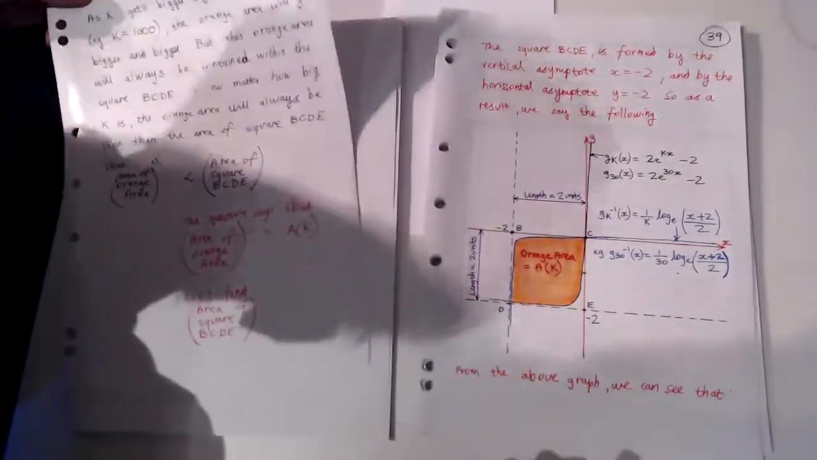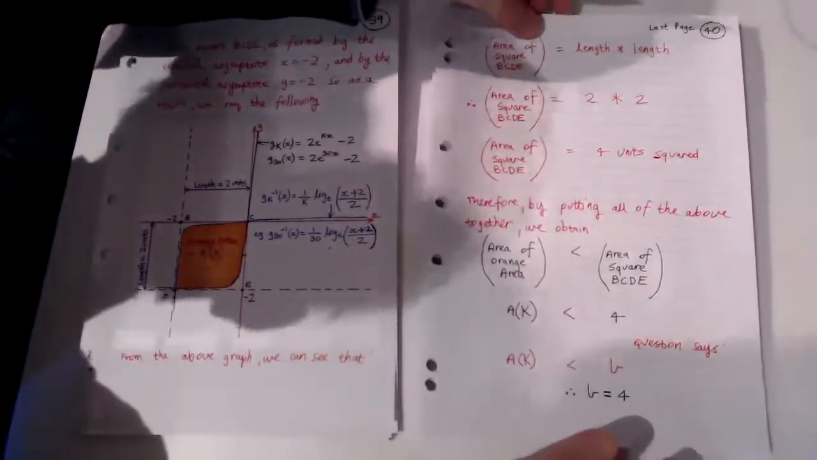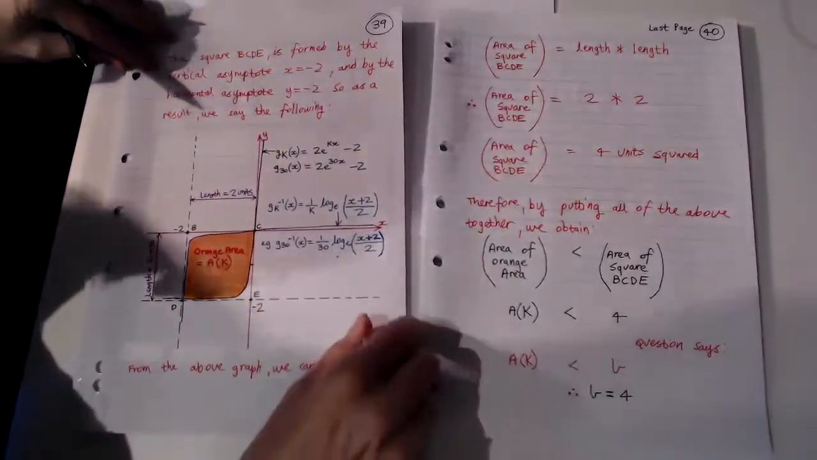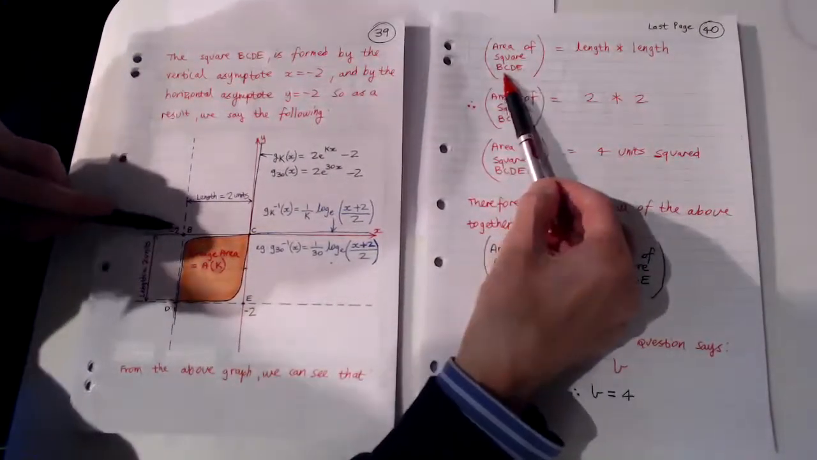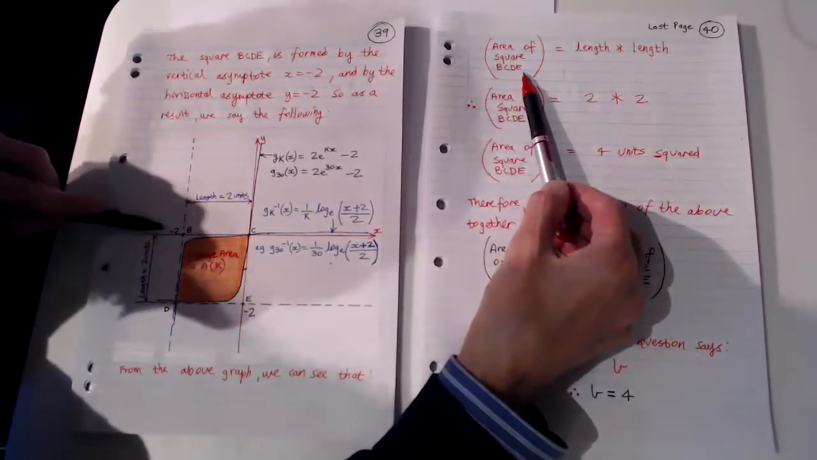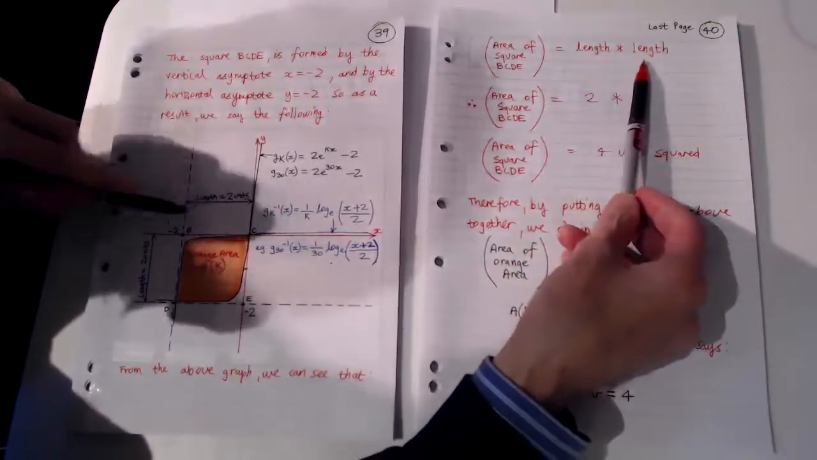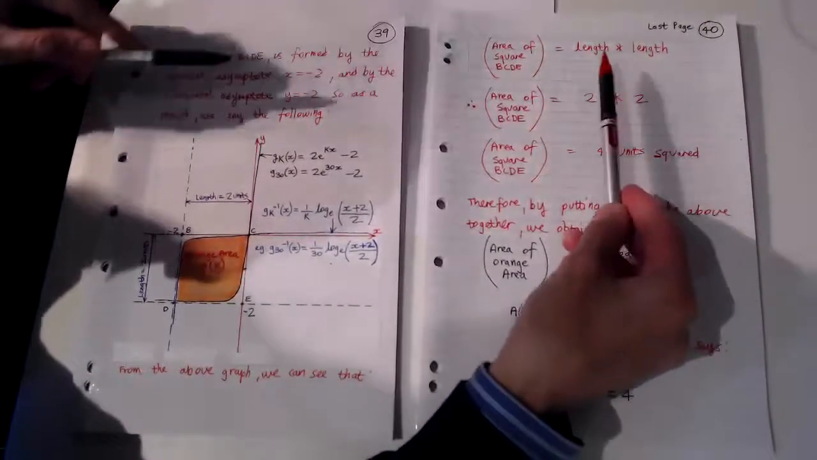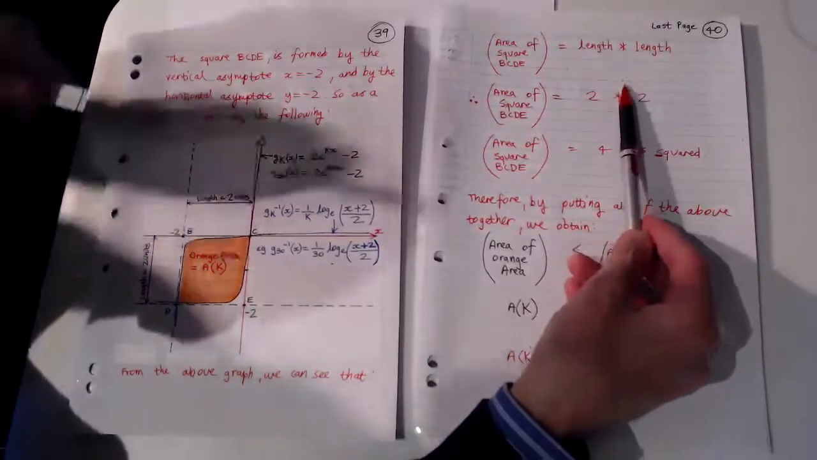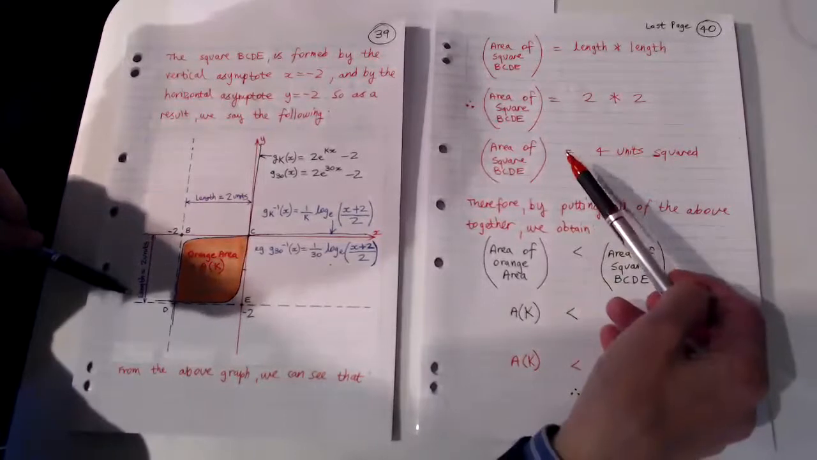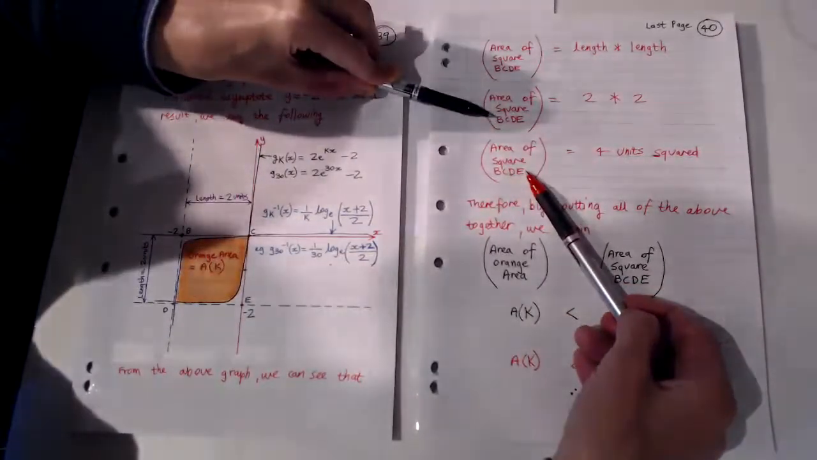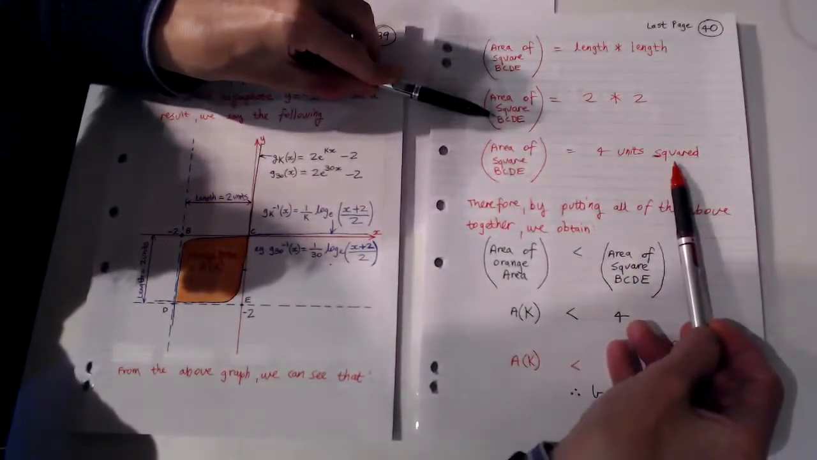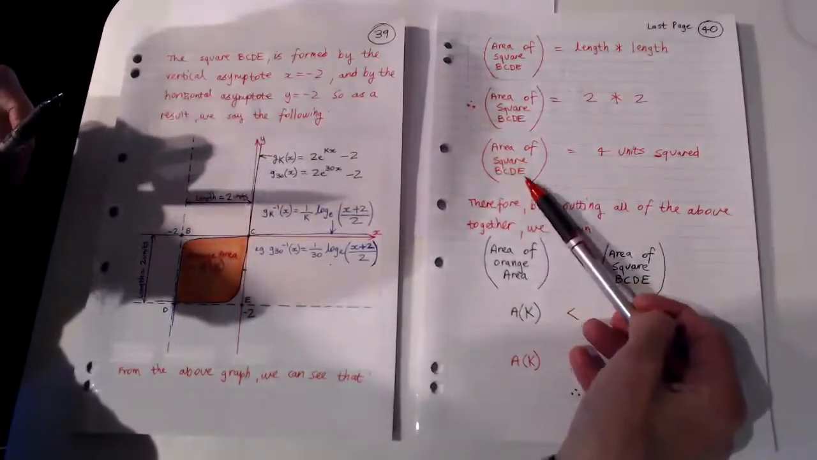So from the above graph, we can see that the area of square BCDE is equal to the area of any square, which is length times length. So therefore, the area of the square BCDE is equal to the length of the square, which is 2, times the other length of the square, which is 2. So therefore, the area of the square BCDE is equal to 2 times 2, 4 units squared. So we now know the area of the square BCDE equals 4 units squared.